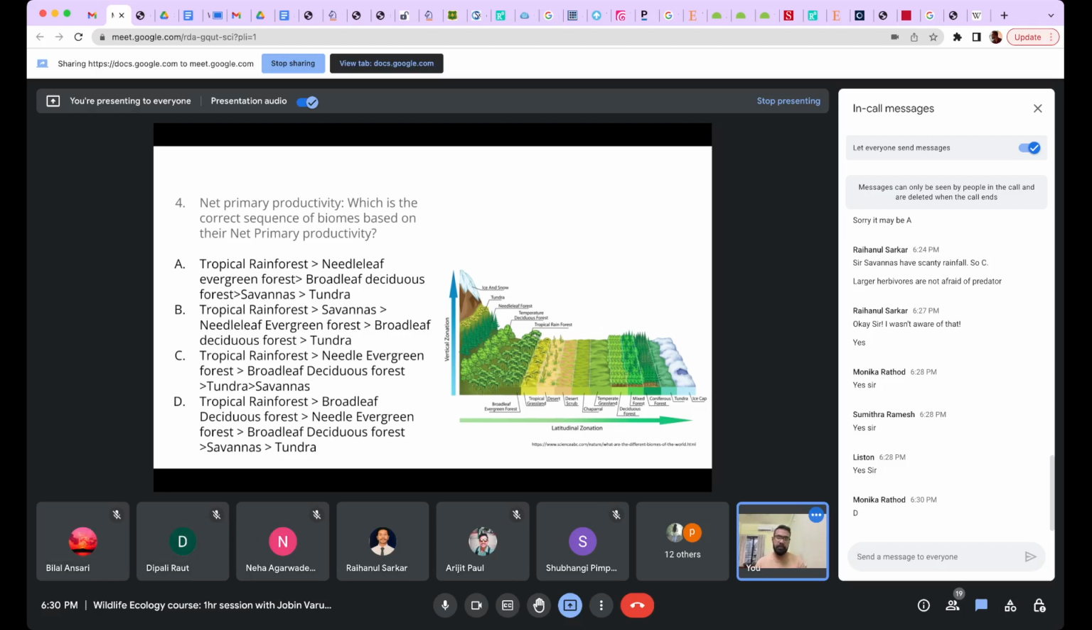So Monica says D, tropical rainforest, broadleaf deciduous, needle leaf evergreen, broadleaf deciduous again. Oh my god, there was a mistake over there, but savannas and tundras. Okay, I'll just fix that.